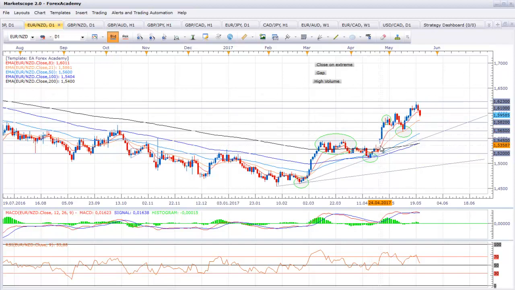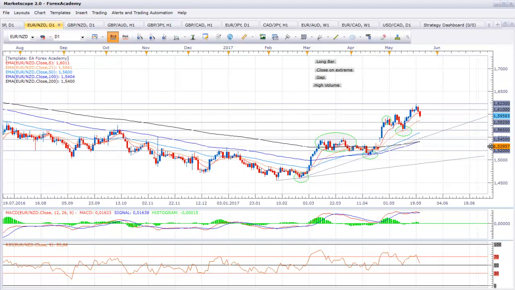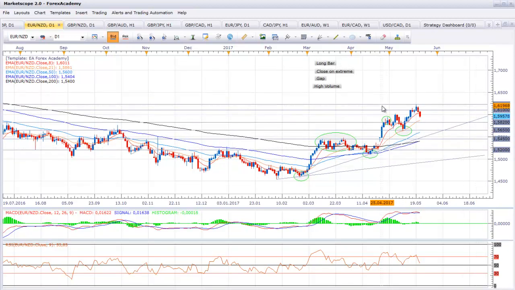We are having the gap as well, but it was before the previous bar. Still, I consider it a very impulsive break, because once again we have a long bar, we have close on extreme for this bar, and we have the gap. Even though it was before the previous day, I still consider it an important gap over here. So I can say that this break of 156.50 was impulsive.